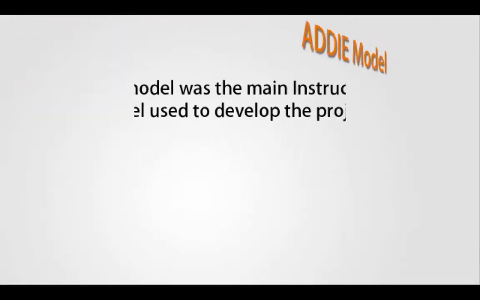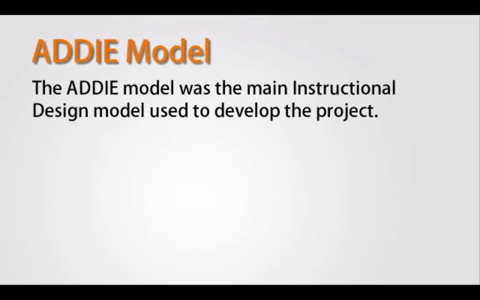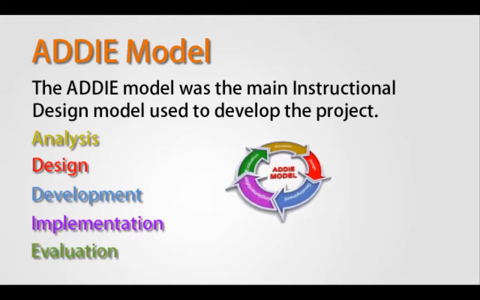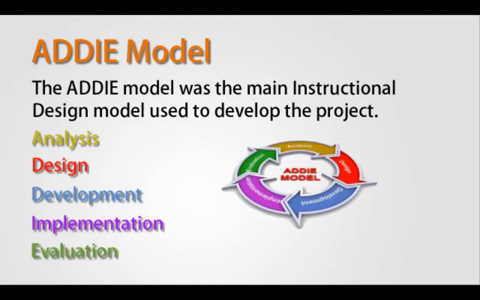The ADDIE model was the main instructional design model used to develop the project. The project was carried out through the 5 phases of the model: analysis, design, development, implementation, and evaluation, that had directed the project from the beginning to the end.